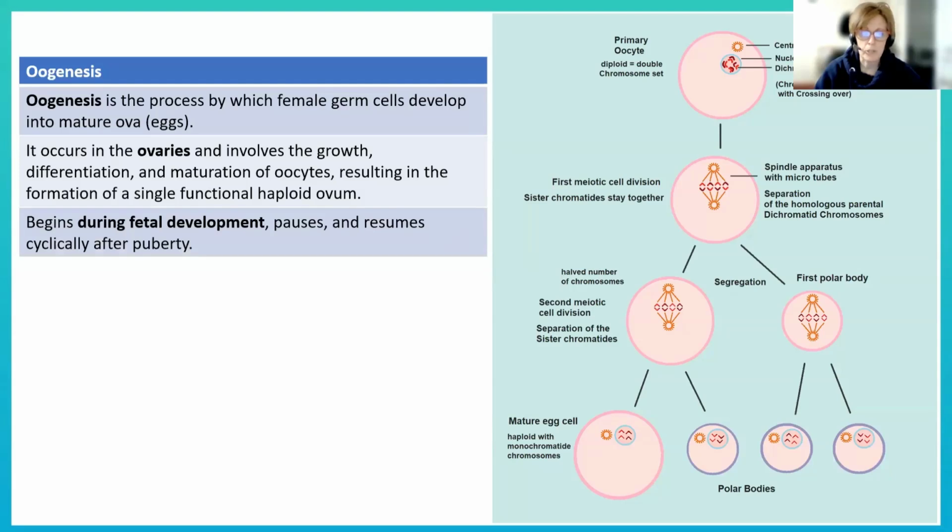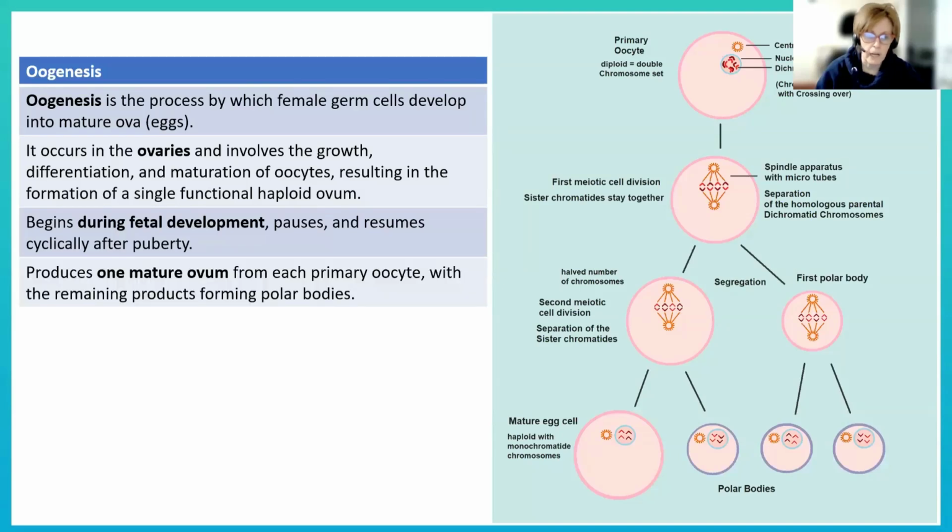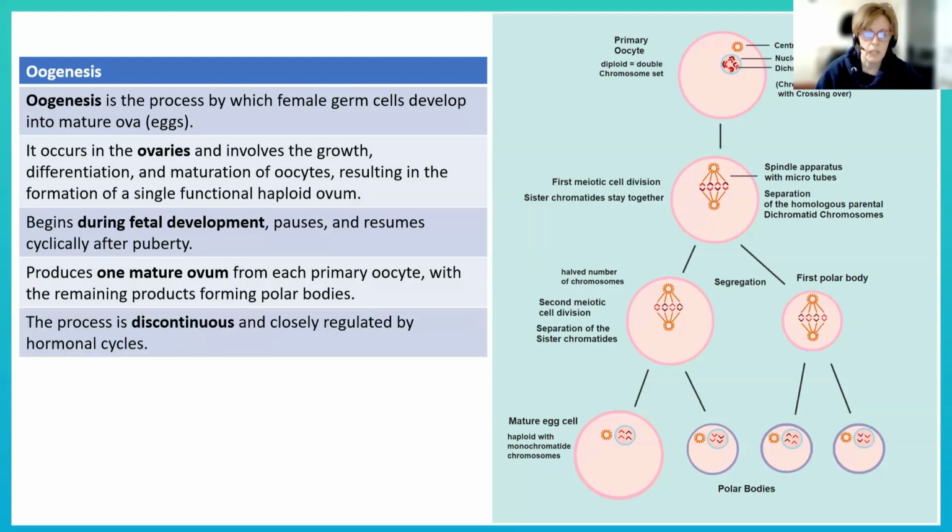This actually happens during fetal development, so it is happening in a female when they are in utero, in their mother's uterus. It will then pause for a long time until puberty, when this process will resume. Then one mature ovum from each primary oocyte, with the remaining products forming polar bodies, is produced. The process is discontinuous and closely regulated by hormonal cycles, which are quite complex in females.